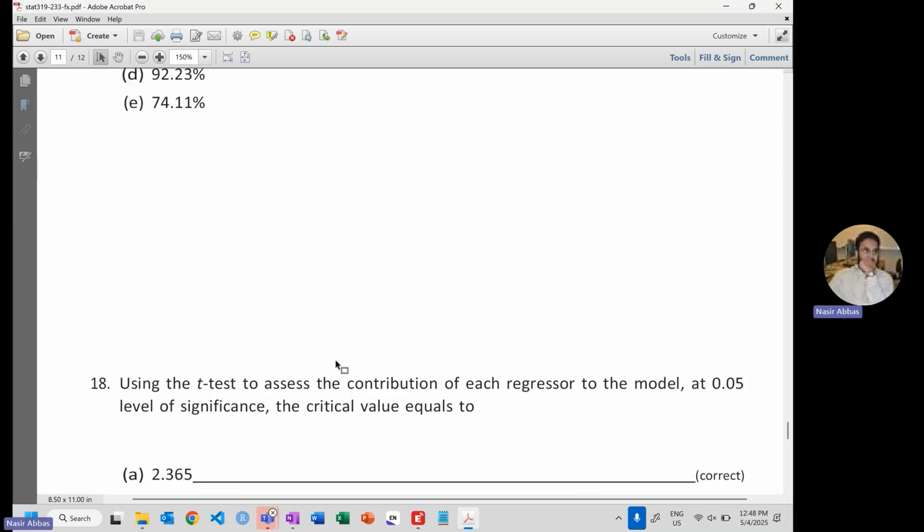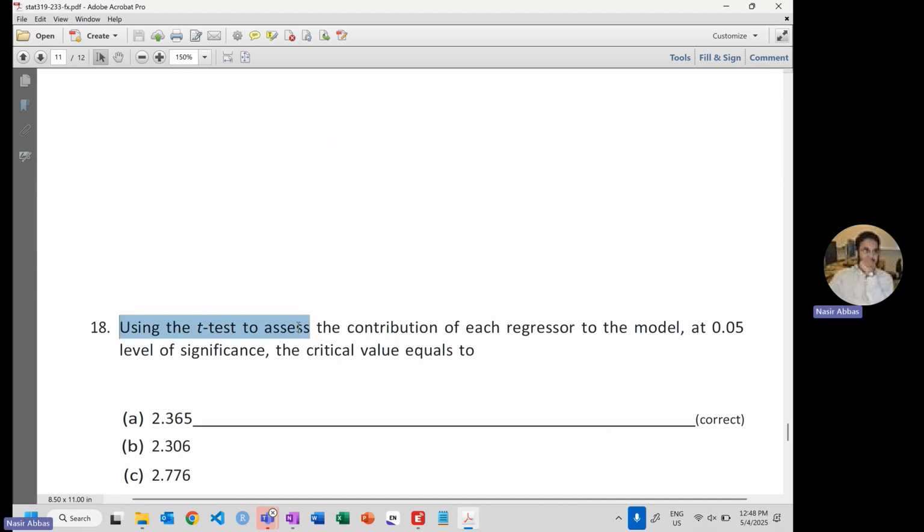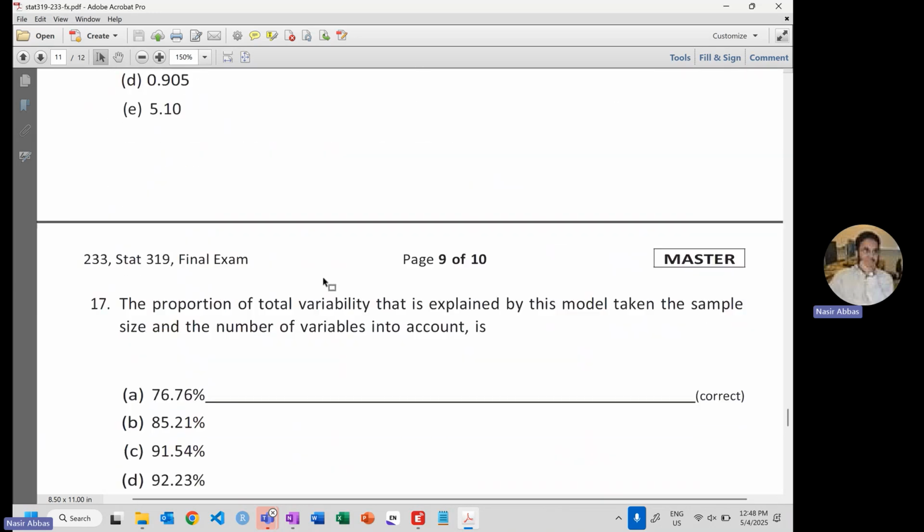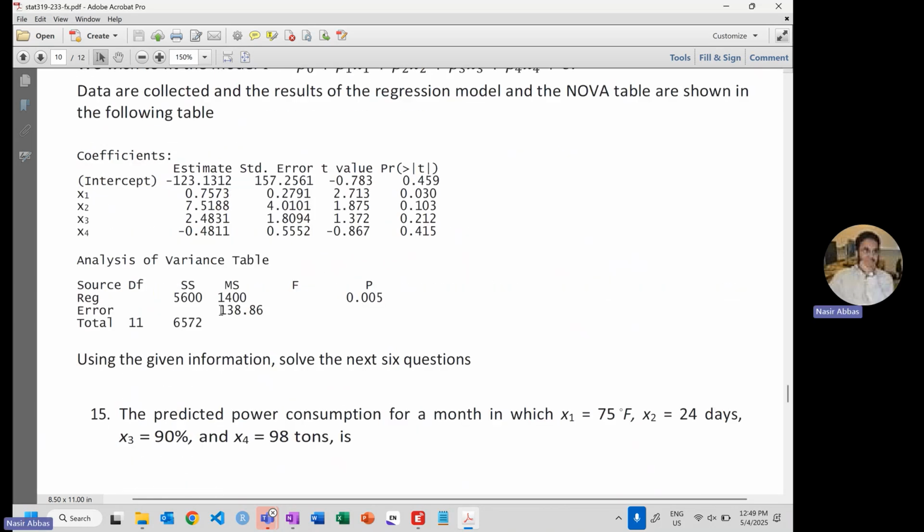R square adjusted. Using the T test to assess the contribution of each predictor at 5%, what should be the critical value for the T test? For this one, you need to know, number one, alpha, which is given in the question, 5%. Number two, the degree of freedom for T. What is the degree of freedom? N minus K minus 1 for this chapter. So wherever you need to use T, out of these 3 degrees of freedom, which one will you use? You will always use the error degree of freedom here, which is 7 in this case.